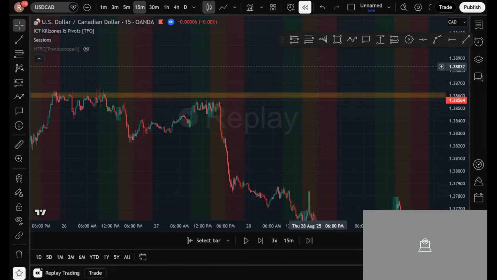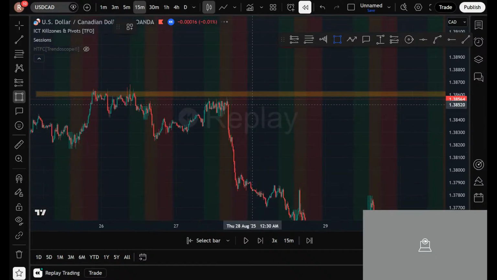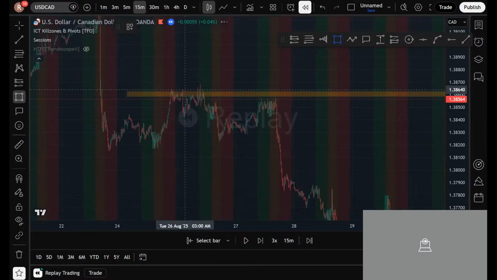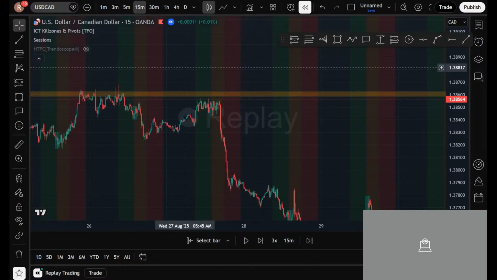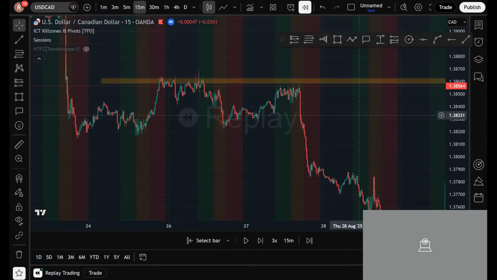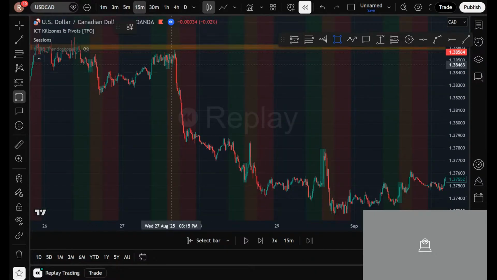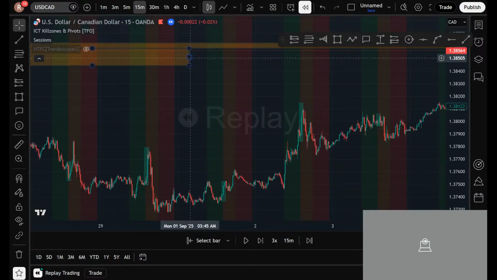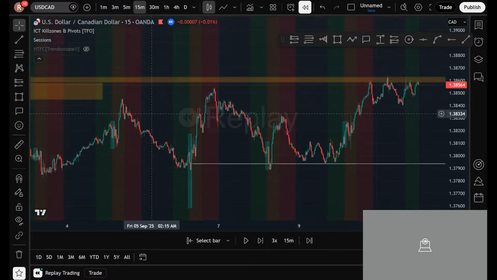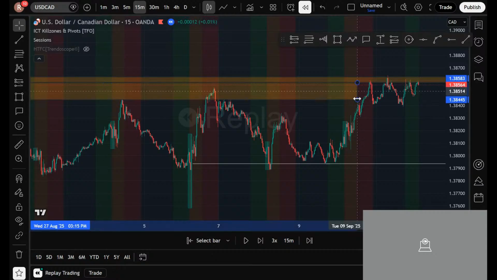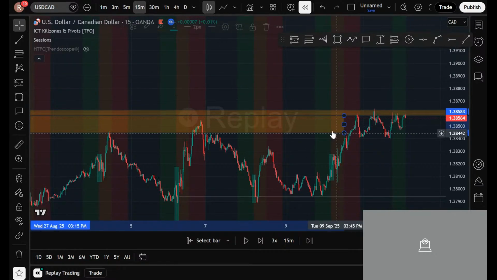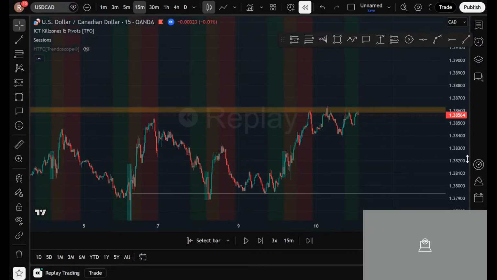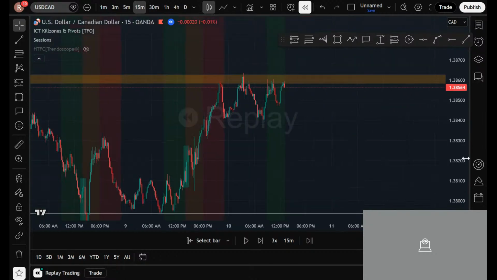Do we have an order flow? We have unmitigated order flow. No, we do not have any unmitigated order flow. This is the unmitigated order flow. Let's see if it has been mitigated. It already has been mitigated. So we don't have any order flow, so we can't sell from here.